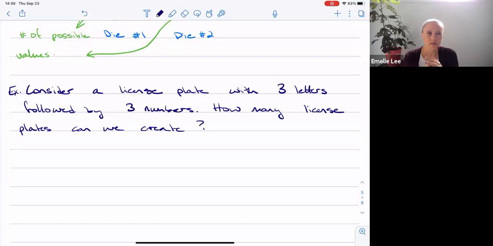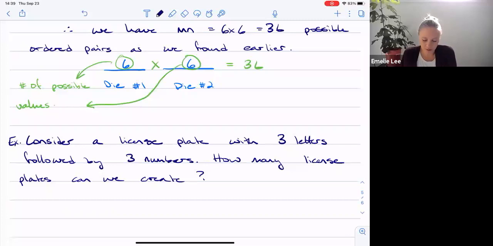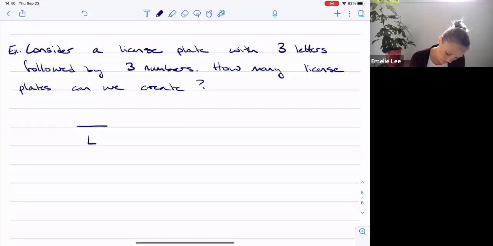I'll give you a little bit of a breather to think about it. How I would set it up is similar to this, where I have slots for the number of possible outcomes. Because they're happening together, I find myself saying die one and die two. So then I'm multiplying. Whenever I catch myself saying and, I'm multiplying. If we set it up like this, we would have a letter, letter, letter, followed by a number, number, number.